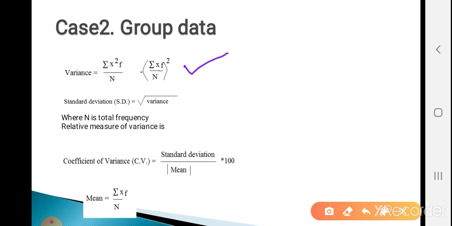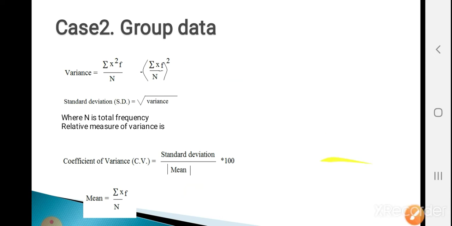What is the formula for calculating the standard deviation? The formula is standard deviation is equal to square root of variance. Now the relative measure of variance is coefficient of variance, that is CV, equal to standard deviation divided by mod of mean, that is absolute value of mean, multiplied by 100, where mean is calculated as summation x into f divided by capital N for group data.